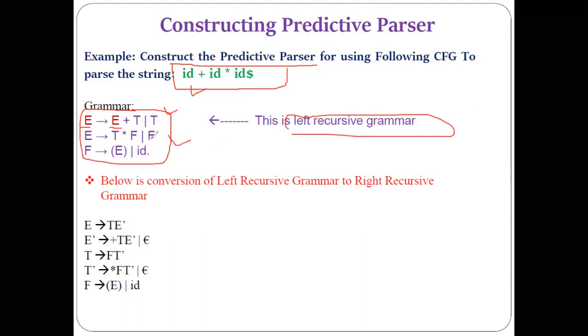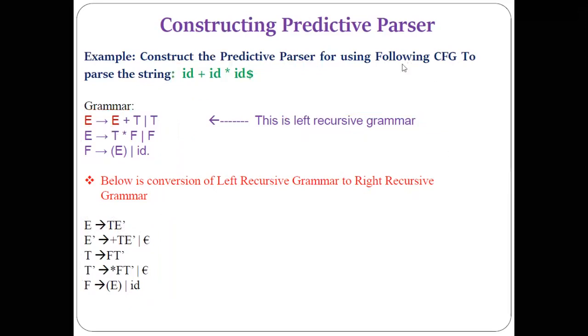Now, if this kind of grammar is given, you have to convert it into right recursive grammar. We have seen in the physical classes how to convert this. This will be the result of our conversion, where we have converted this left recursive grammar into right recursive grammar. Right recursive grammar is when the left-hand side of the grammar is similar to the rightmost symbol of the RHS.